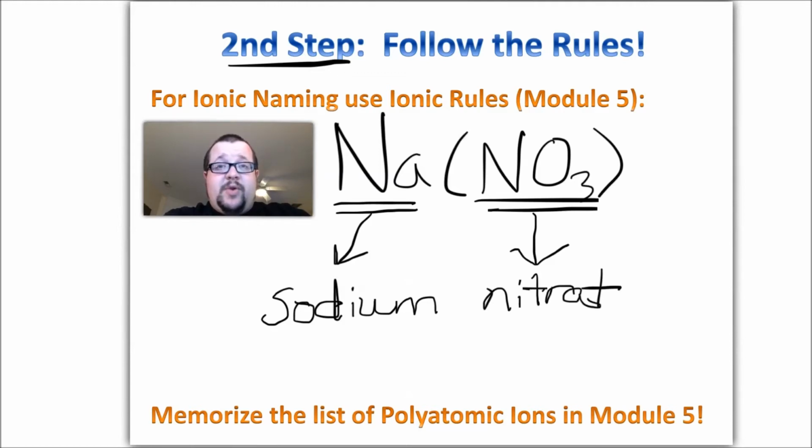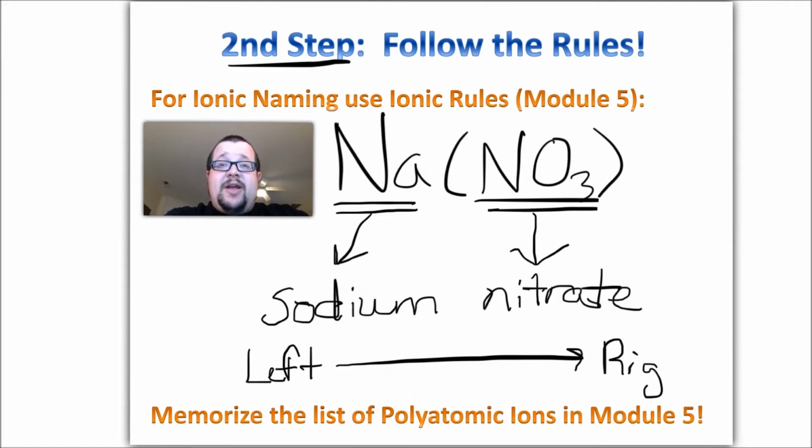We name the same way we read, left to right. First element we come across is Na, sodium. This part of the name comes straight off the table. You'll have a periodic table with names on it, so you don't have to memorize the name of every element on the table. The second half of the name is nitrate. So when we put it together, we get sodium nitrate.